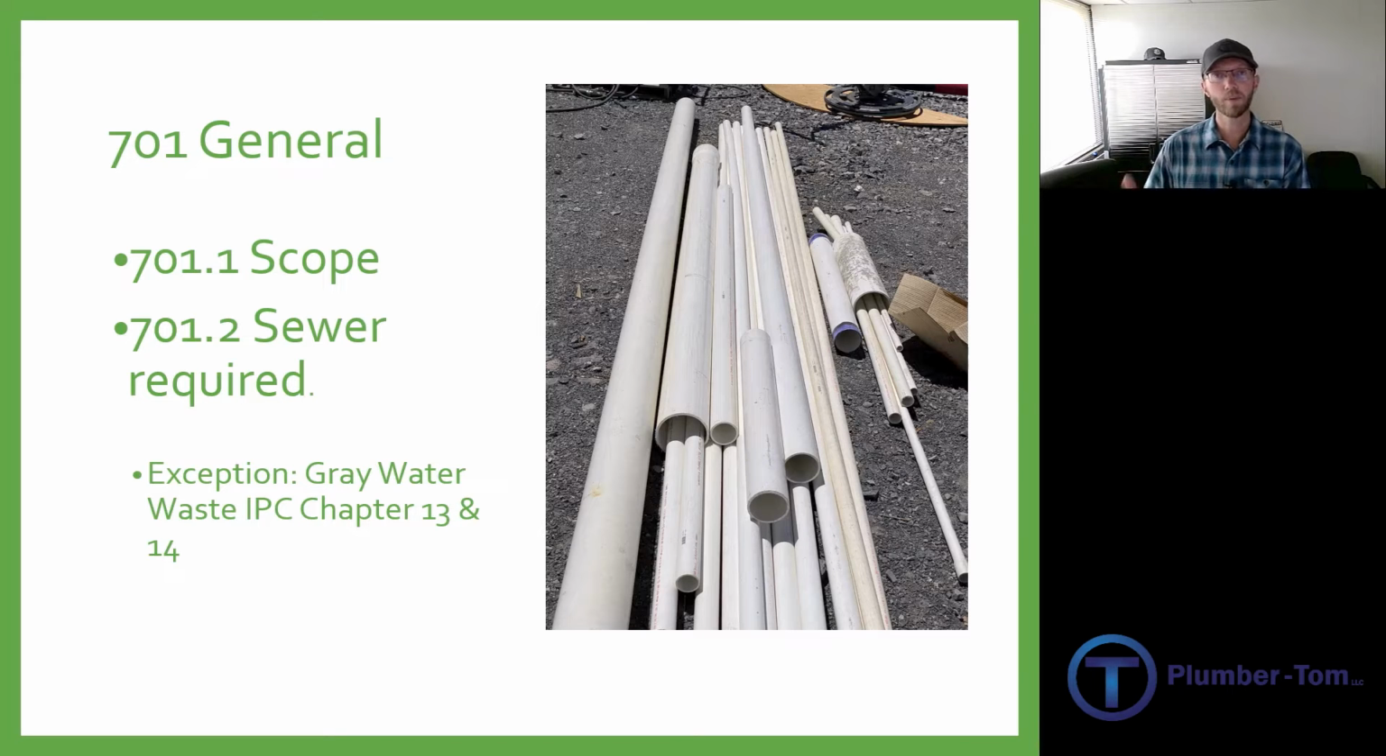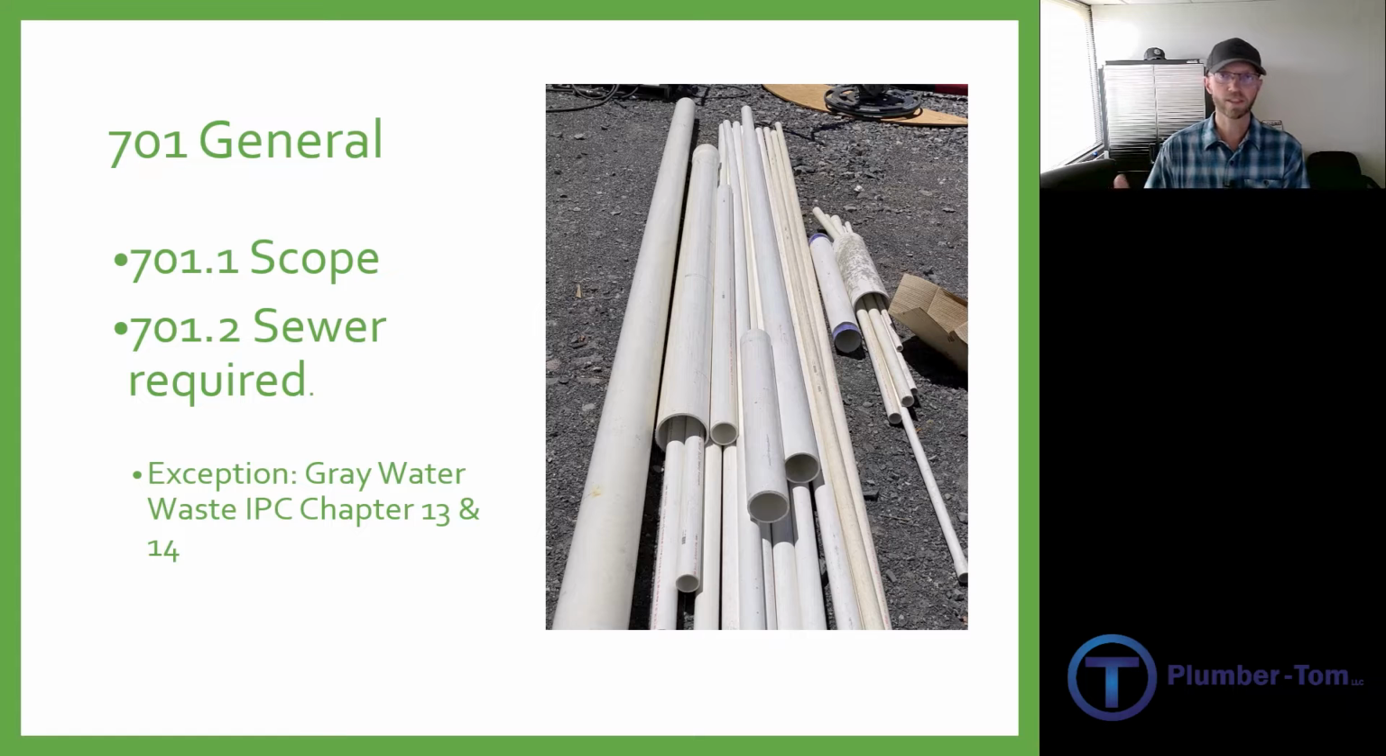Now 701.2 talks about where sewer is required. It says sanitary drainage piping from plumbing fixtures in buildings and sanitary drainage piping systems from the premise shall be connected to the public sewer. Anywhere that there is a public sewer, it should be connected to the public sewer.